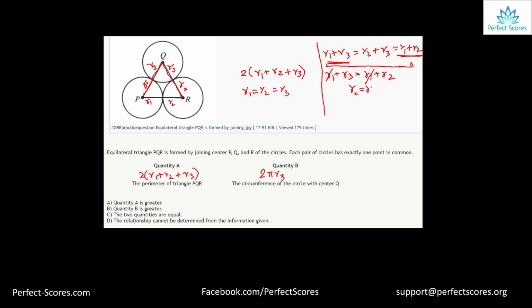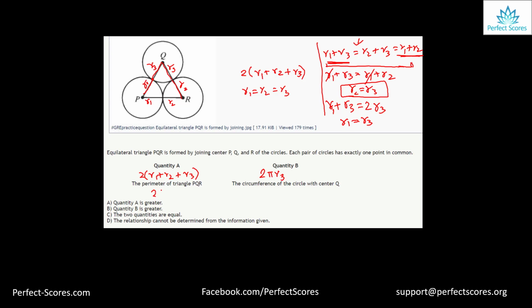So you get R2 is equal to R3, right? So the moment you get R2 is equal to R3, you can actually substitute in the first one. You get R1 plus R3 is actually equal to R2 plus R3, which is 2 times R3. So that means R1 is actually equal to R3. So that means all three are equal to each other.